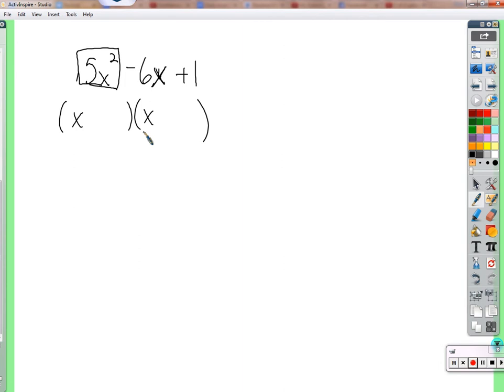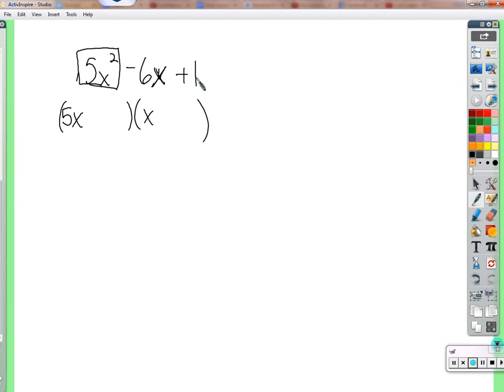Alright, so what can we do? Lizzie? Put a 5 right there. Will that give us 5x squared when we multiply? Jason? Yes. 5x times x is 5x squared. Okay? So there's an idea. Maybe it'll work out, maybe it won't. So we get the 5x times the x gives us the 5x squared.